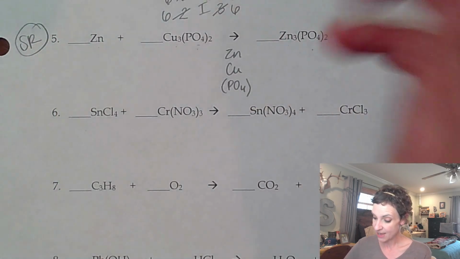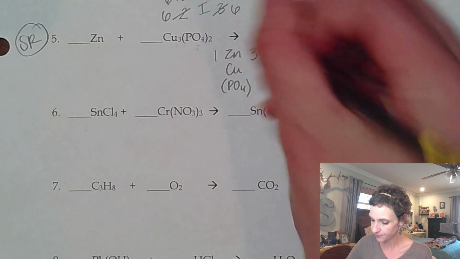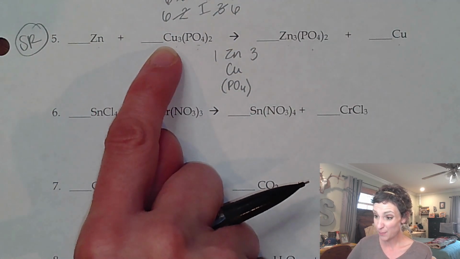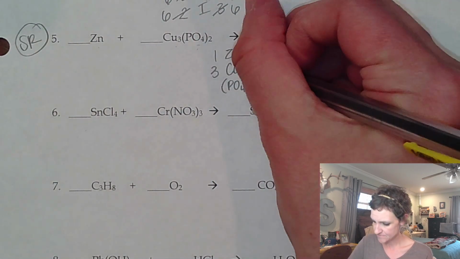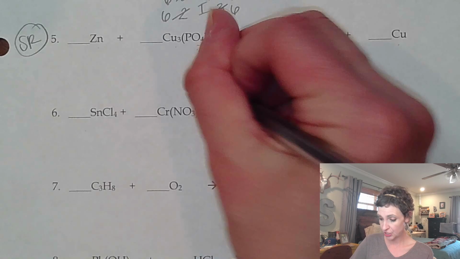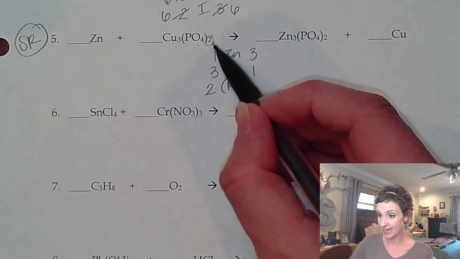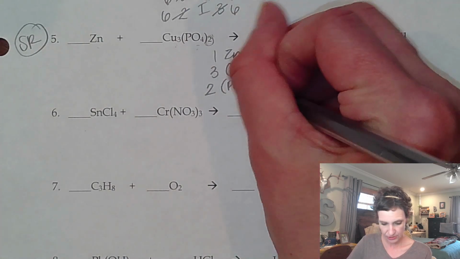Okay, so we're counting now. We got 1 zinc here. We got 3 zincs here. We got for copper 3 here, and we got 1 here. For my phosphate, we have 2 total here. Once again, I'm looking at if there's a number behind the parentheses. And I got a 2 total here.